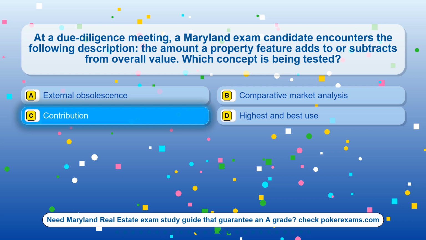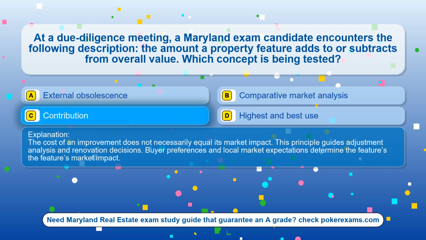The correct answer is option C, contribution. The cost of an improvement does not necessarily equal its market impact. This principle guides adjustment analysis and renovation decisions. Buyer preferences and local market expectations determine the feature's market impact.